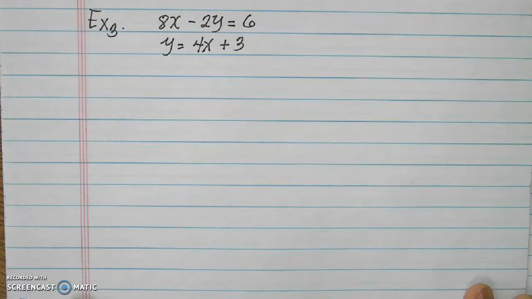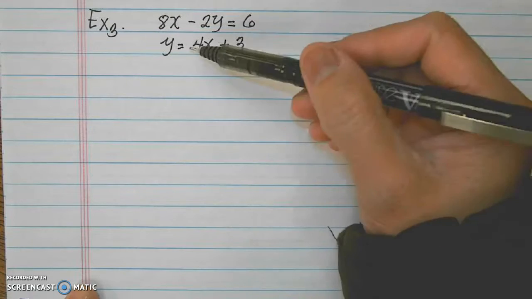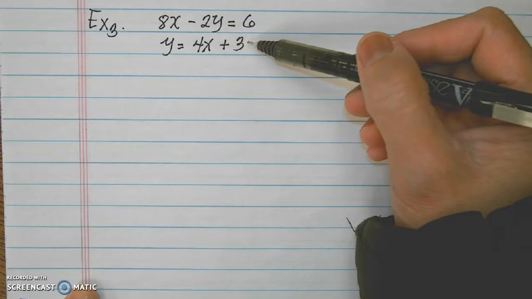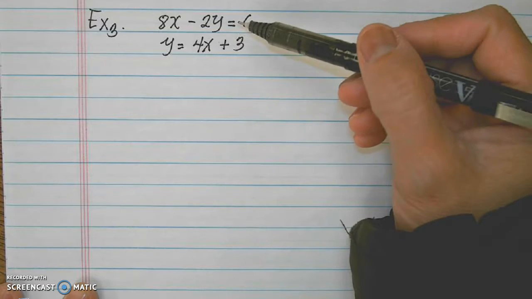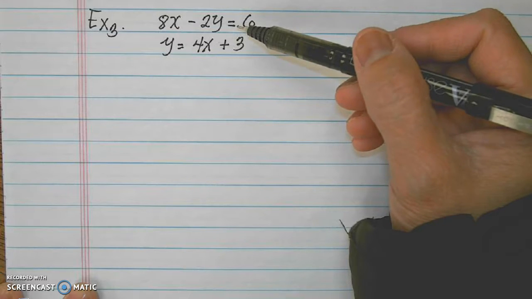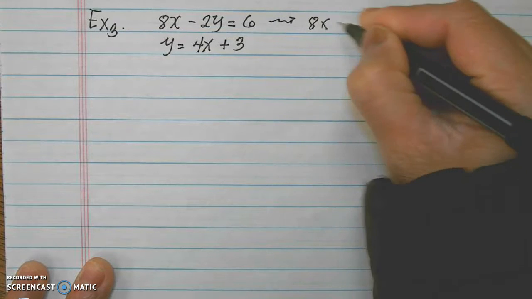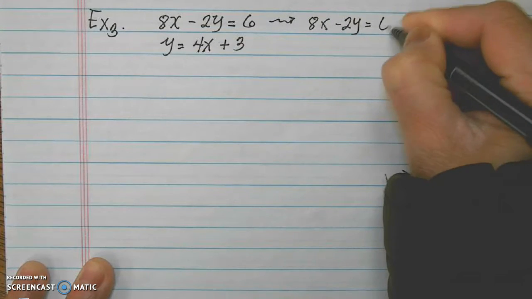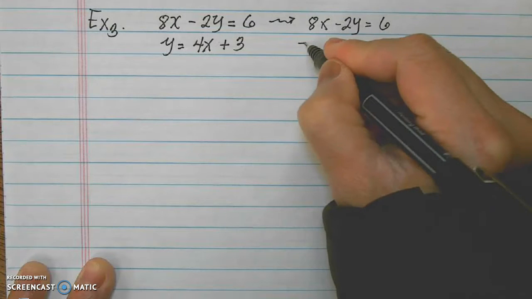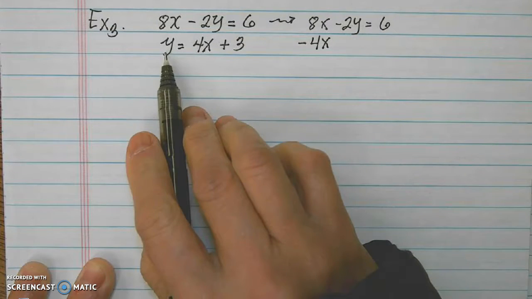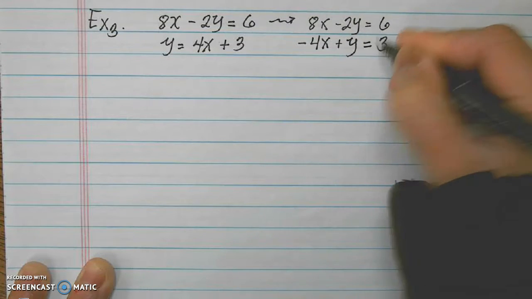Okay, so for my example number 3, I have these two lines: 8x minus 2y equals 6, and y equals 4x plus 3. The thing about elimination is you have to make sure that your like terms are all aligned. And so I'm going to tweak this a little bit. I'm going to copy this down on the side: 8x minus 2y equals 6. I'm going to make some movements on this one. I'm going to move this to the other side, so that becomes negative 4x. I want my y to stay on this side, so plus y. And I want to keep my 3 on this side so that they are now aligned.